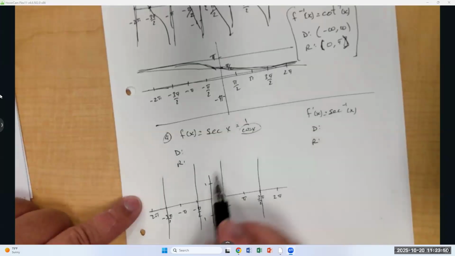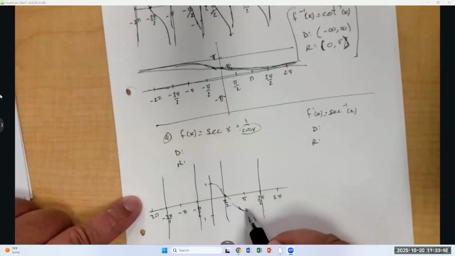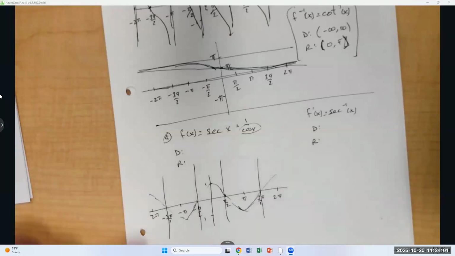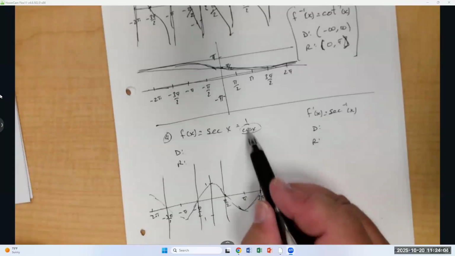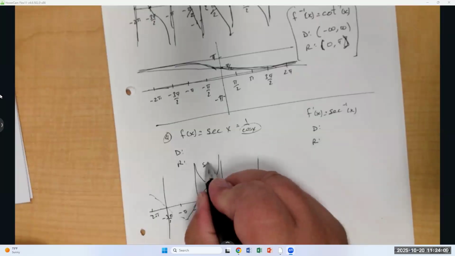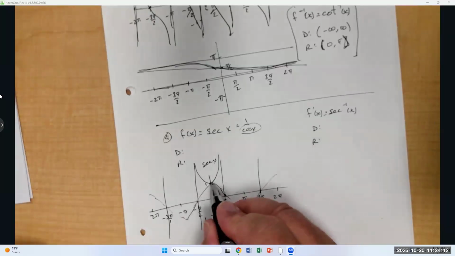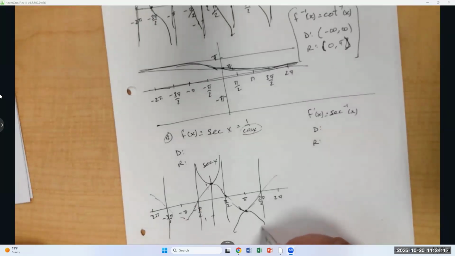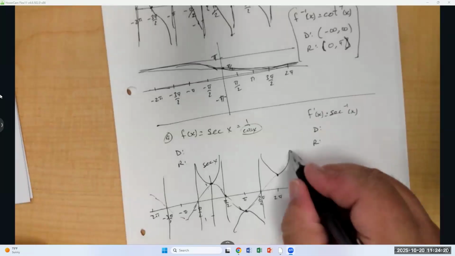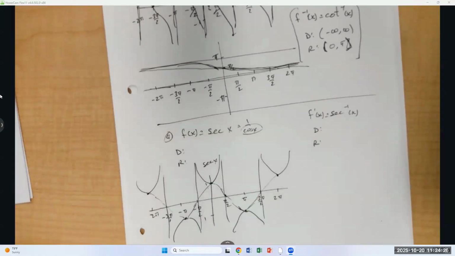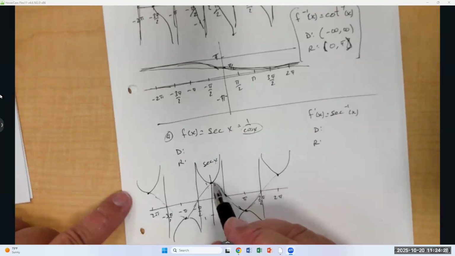The easiest way to do the secant function is if we first draw the cosine function. Since it's a reciprocal function, the secant graph starts from the vertex, and if it's above the x-axis, it goes up. If it's below the x-axis, it goes down. If it's above the x-axis, it goes up. They share the same vertices. So that's the inverse function.